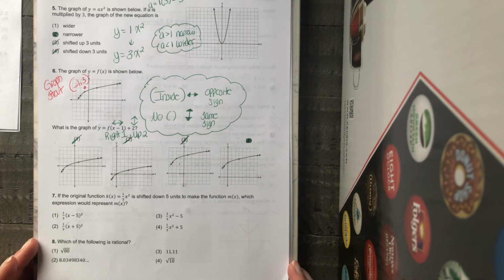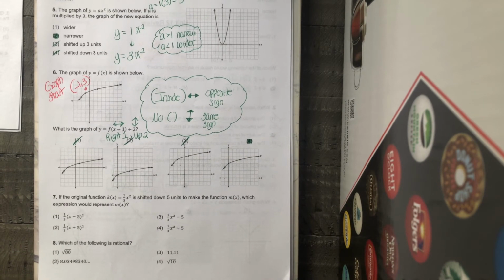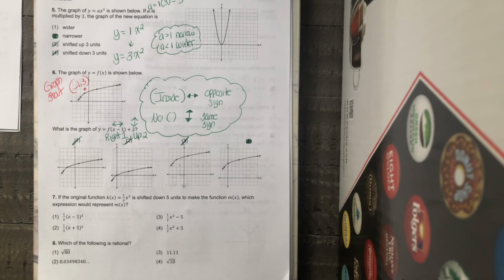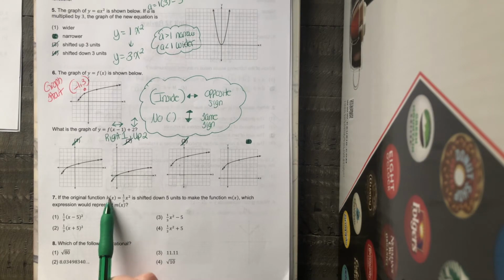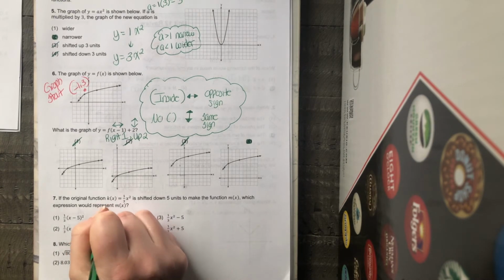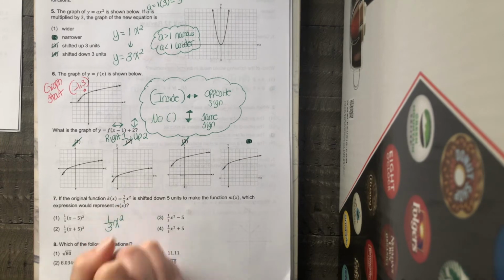All right, if we look at number 7, it says if the original function k of x equals 1/3 x squared, and they're telling you it's shifted down 5 units to make the function m of x, which expression would represent m of x? Okay, well, I'm starting with the k, and I need to make my way to m. So here's my original function. It was 1/3 x squared.